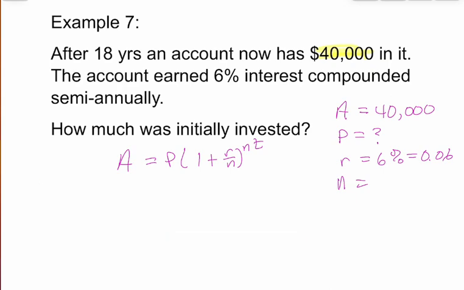So our N is the number of times per year they're going to give us interest. So take a look at this word right here. Semi-annually. Sometimes you'll even hear that word used when it comes to shopping and sales. It's our semi-annual sale. Semi-annual just means twice a year.